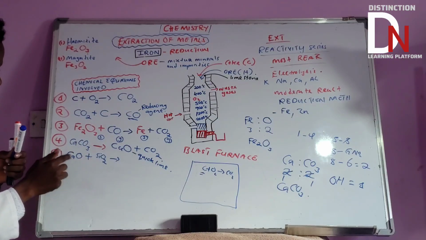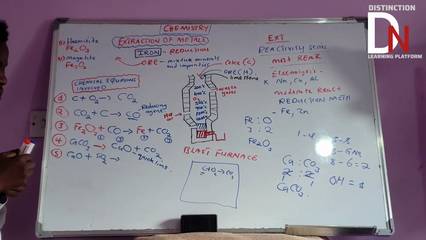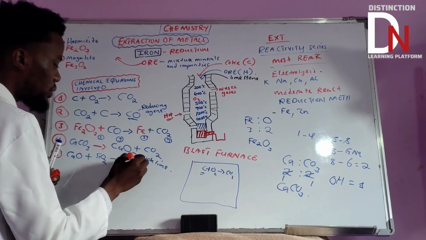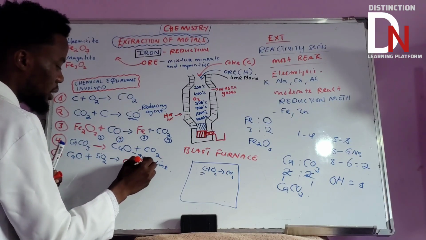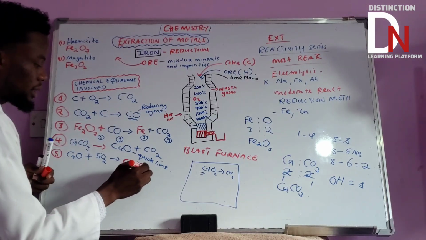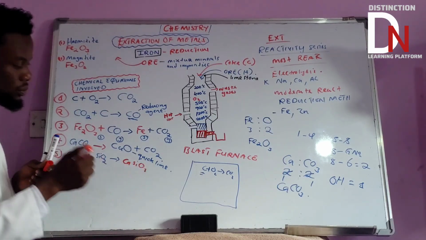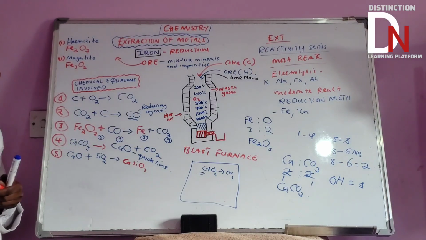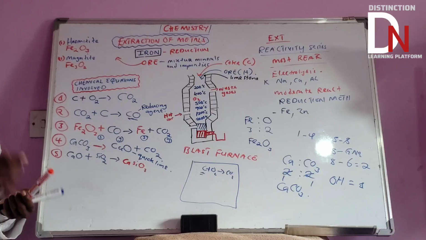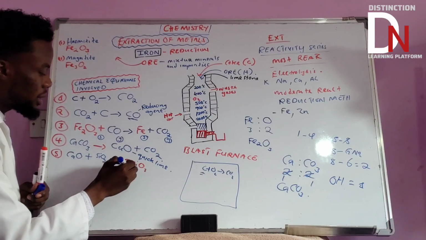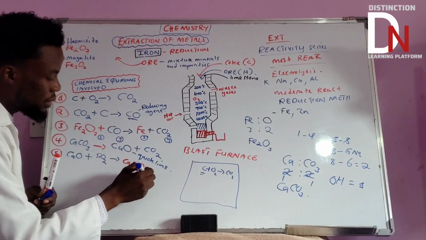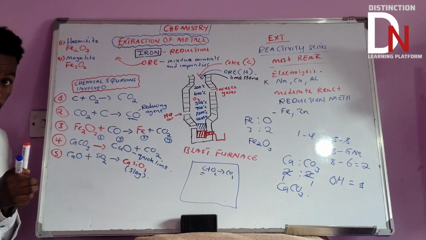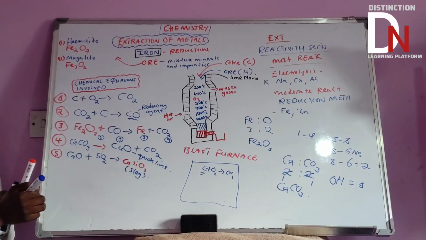Then if these two react, if the silicate and the calcium oxide react, what do you think is going to be the product? Calcium silicate. So this is the product that we're going to have, the calcium silicate. Sometimes this calcium silicate is what we call slag. Make sure that you understand about that.